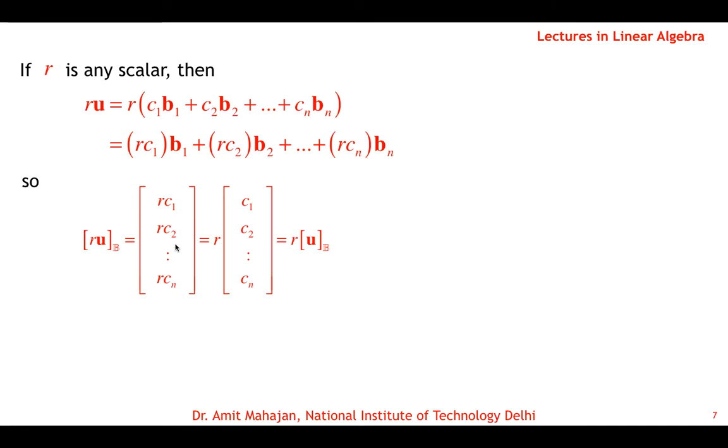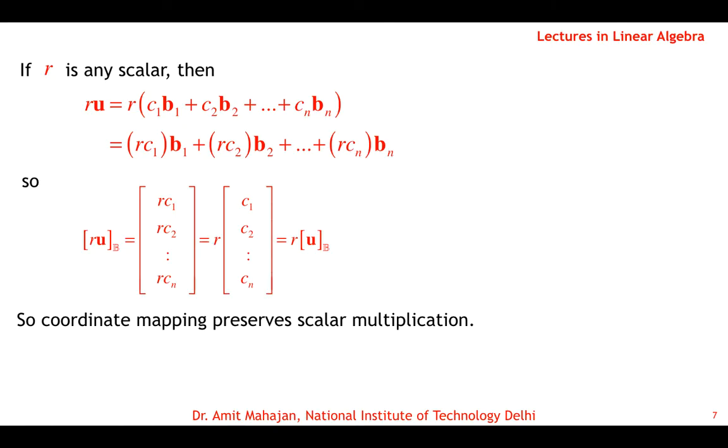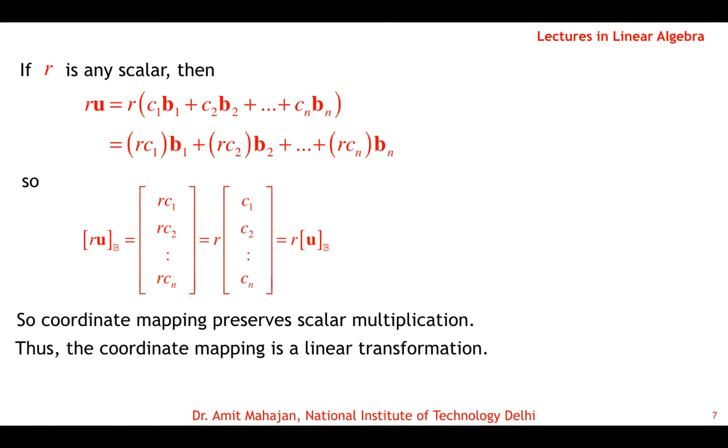And because it's a matrix equation, we can take r outside as a scalar because it is present everywhere. And because c1 c2 cn is the b coordinate of u, clearly this equation suggests that scalar multiplication is preserved. Okay, and so the mapping is a linear transformation because the two conditions are satisfied.